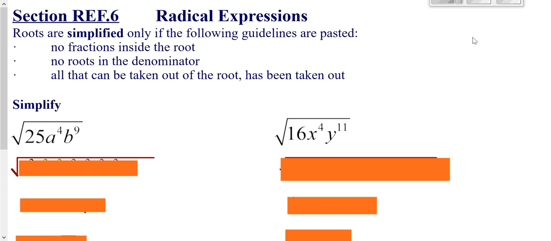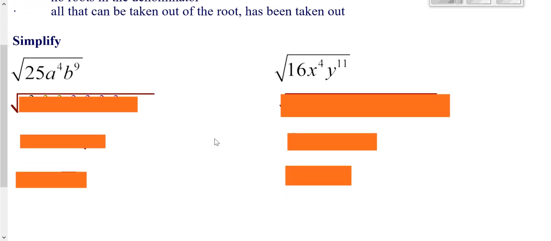We're going to go ahead and look at simplifying roots. When you're simplifying roots, you want to make sure that you have no fractions left inside of a root, that you have no roots in the denominator of a fraction, and that anything you can take out of a root has been taken out. So we're still going to go ahead and use a lot of the same techniques that we did in our last section.